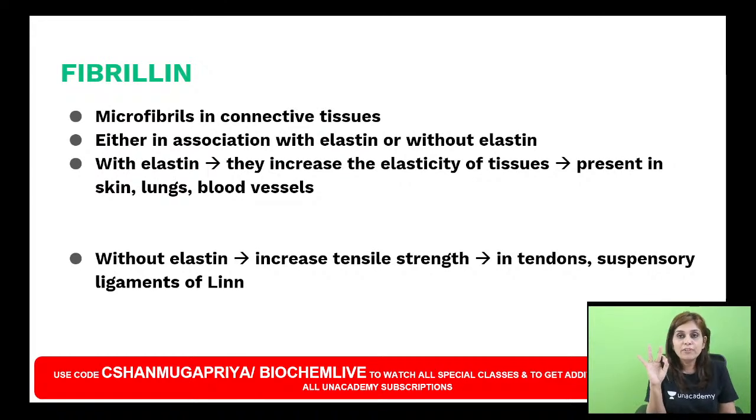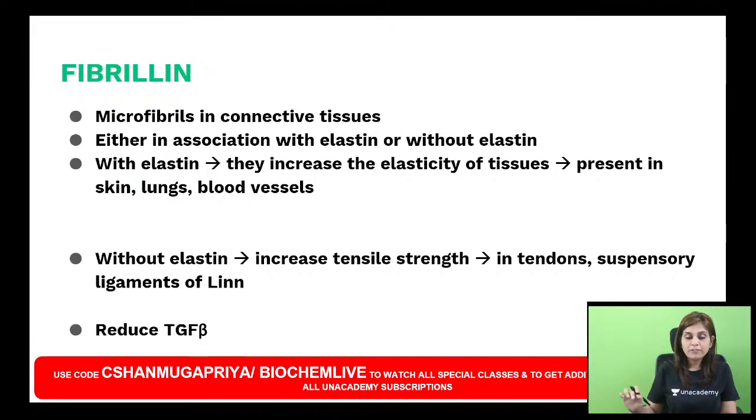The third function of fibrillin protein is that it reduces the levels of TGF beta. And what is the actual function of TGF beta? There are many functions of TGF beta, but one of the functions is that it causes necrosis. TGF beta causes necrosis of cells. Okay.